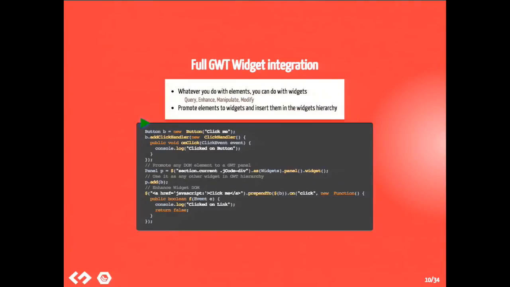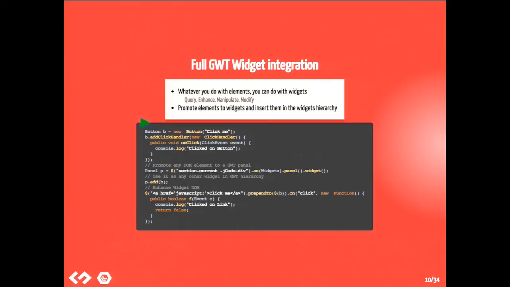We have full Wit widgets integration, so you can use a selector for getting DOM elements, but also for getting any widget in your DOM, or even in any collection of widgets you have, or a tree of widgets, etc. So what happens here is we have a button, a Wit button, so we can add some click handlers to our button, and then we can get this division in our DOM.